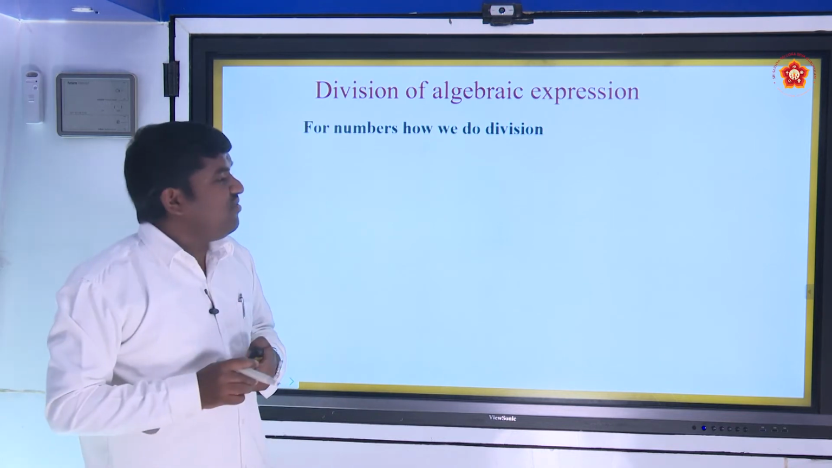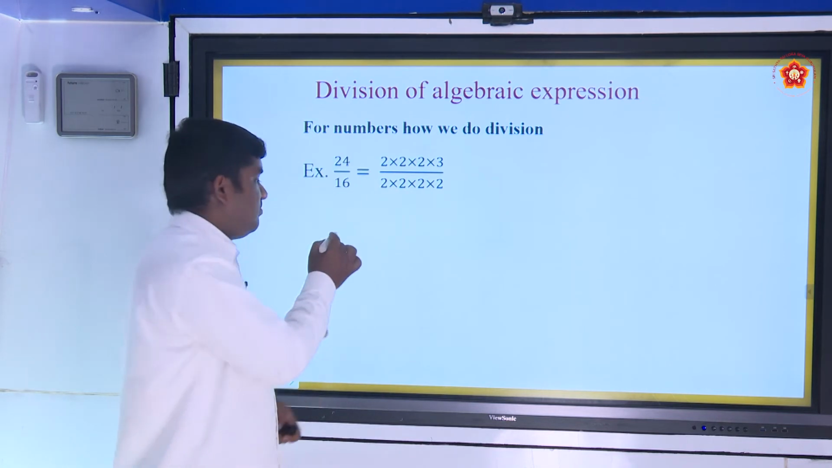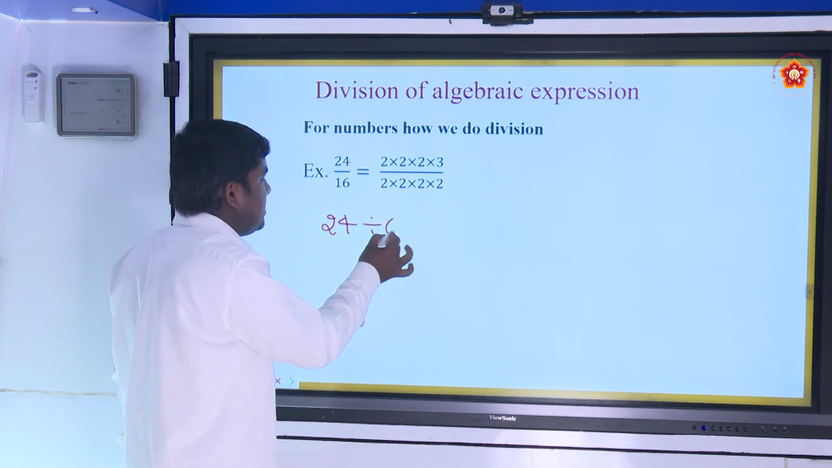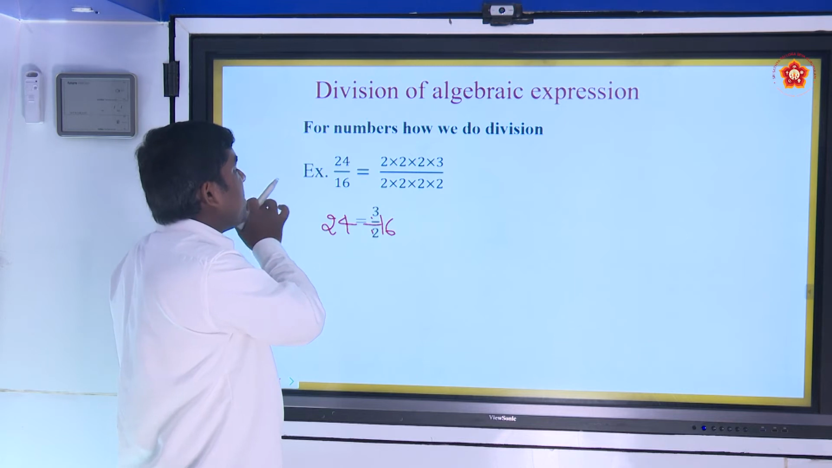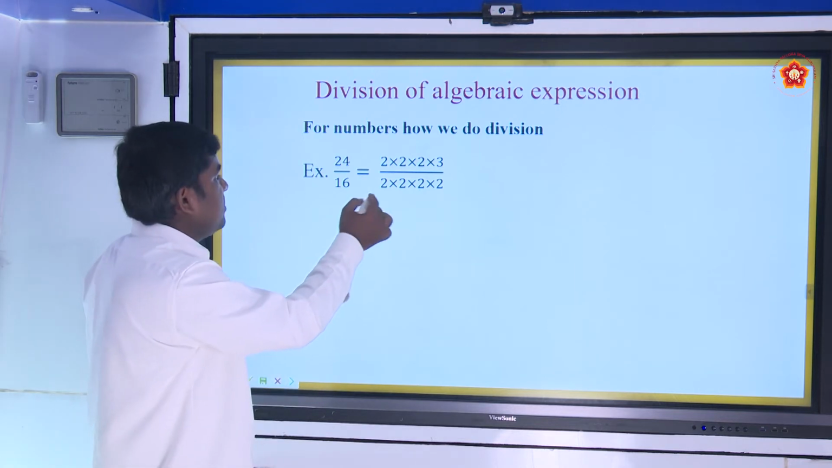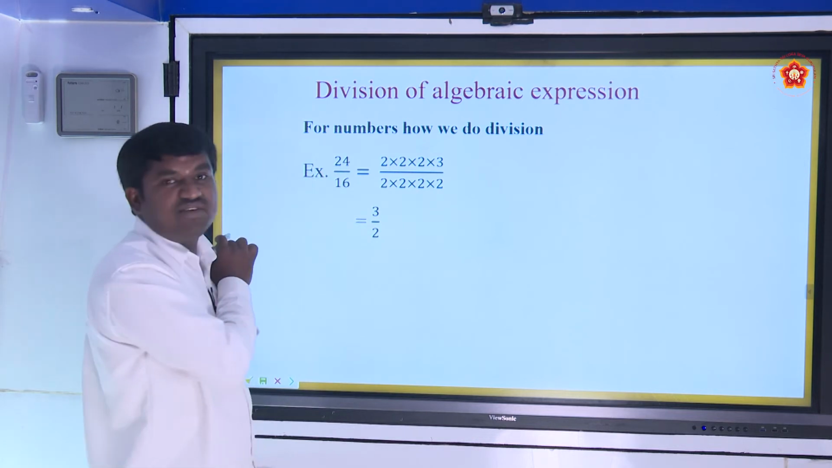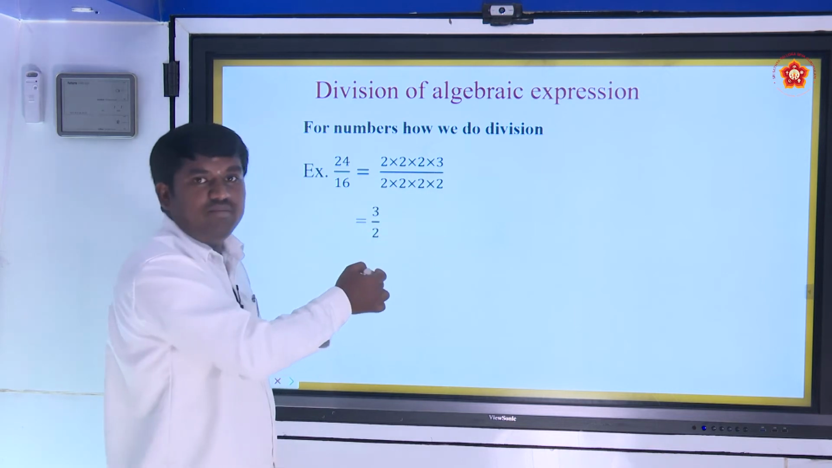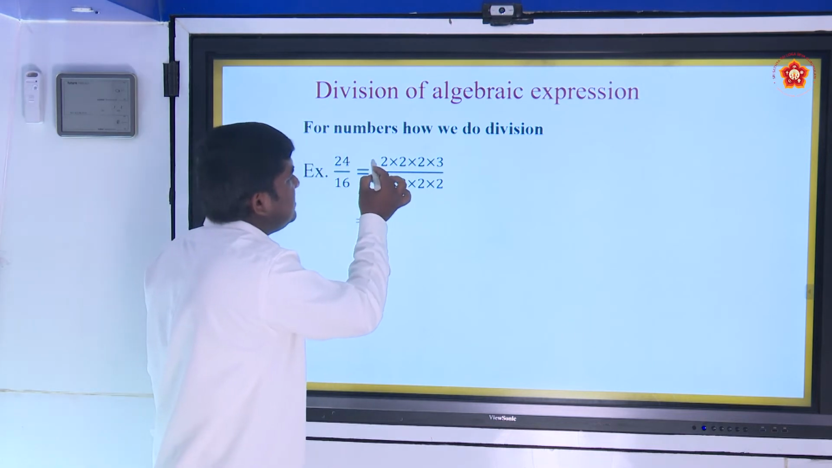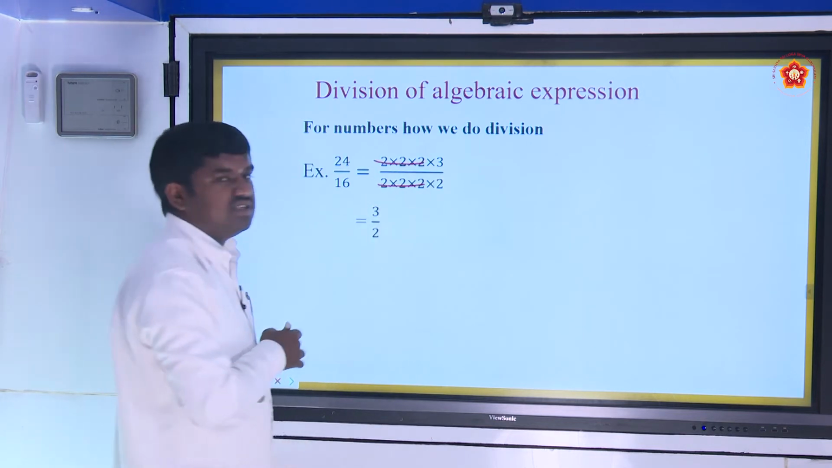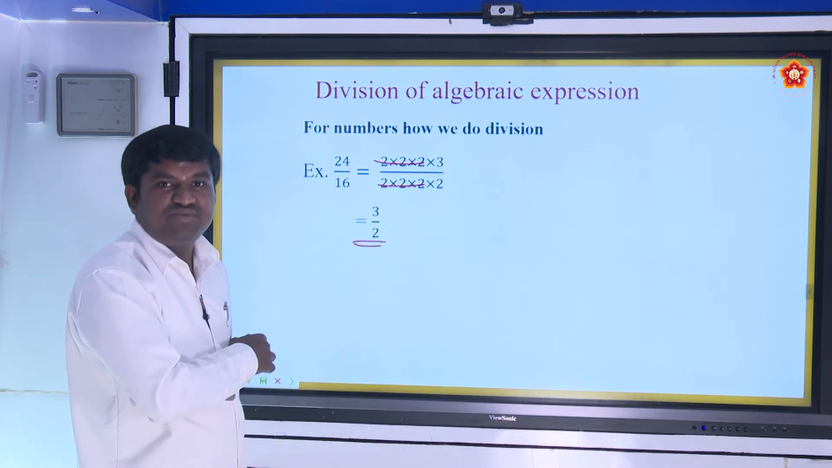For numbers, how do we do division? See, for example, 24 divided by 16. What we have to do? Write the prime factors of numerator and denominator. Prime factors of 24 are 2 into 2 into 2 into 3. Prime factors of 16 are 2 into 2 into 2 into 2. So these three 2's and these three 2's cancel, the remaining thing is 3 by 2. So 3 by 2 is the answer.